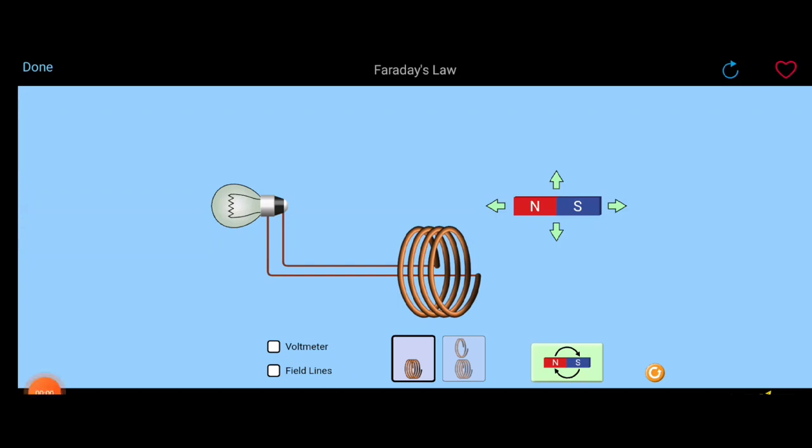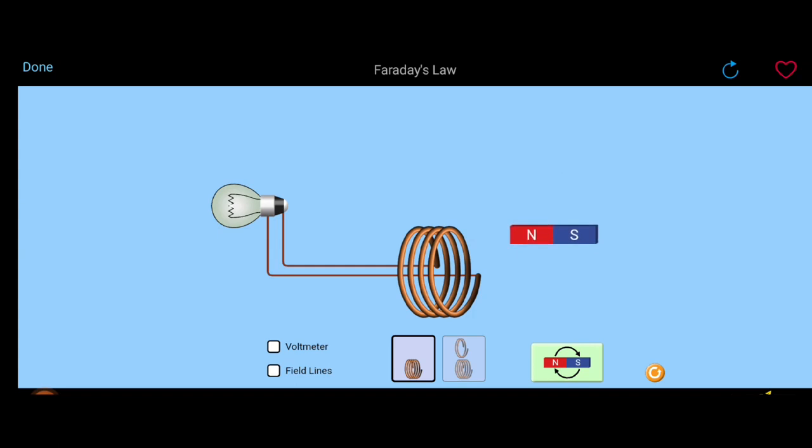Welcome to the journey through Faraday's law of electromagnetic induction. We're about to uncover the secrets behind this fascinating phenomenon. Faraday's law states that when there's a change in magnetic field within a closed loop of wire, it induces an electromotive force, EMF, causing an electric current to flow.